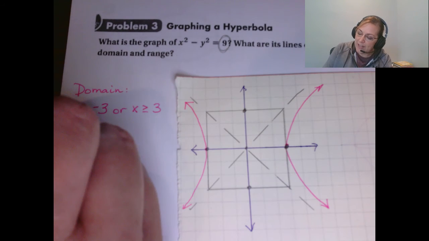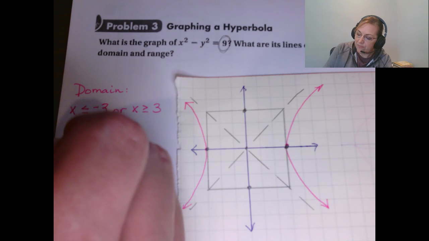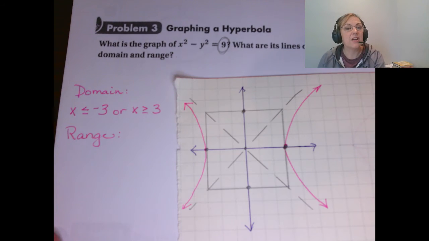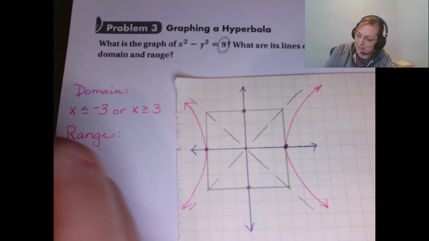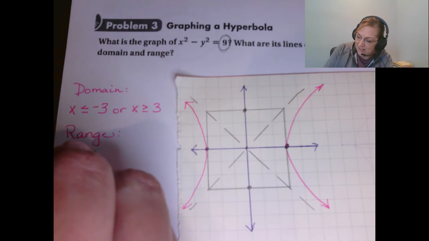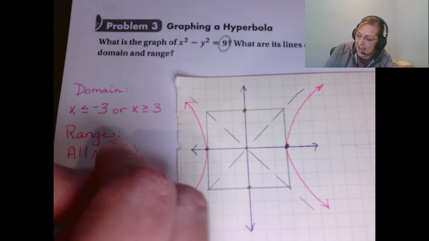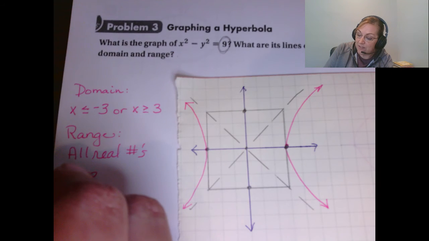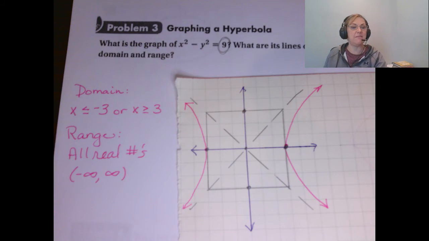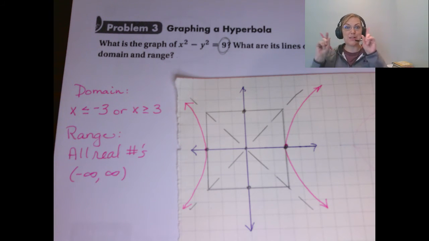Okay, let's do the range then. This one you can do with either branch. You're going to get all real numbers. Yes. If you want to write that as an interval, you would say -infinity to +infinity. Again, going to get more details with the hyperbola when we do the hyperbola lesson, but I want you to be able to see the general shape.